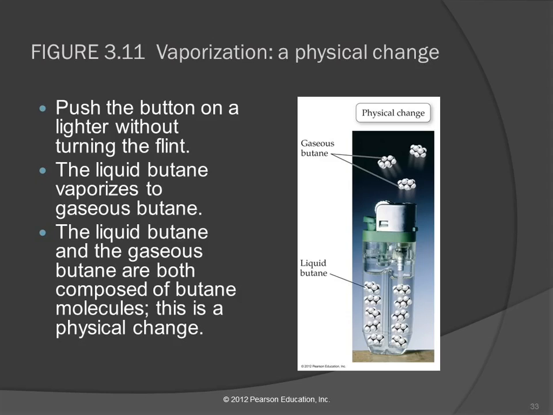Let's look at this butane lighter. So here you've got butane in here. And if you just flick it without actually lighting it, the butane will start to come out. You might not notice it, but the butane will come out. These particles look just like the ones in here. All that's happening is that it's evaporating. It's going from the liquid state to a gas state. That's a physical change. The individual particles are still butane.